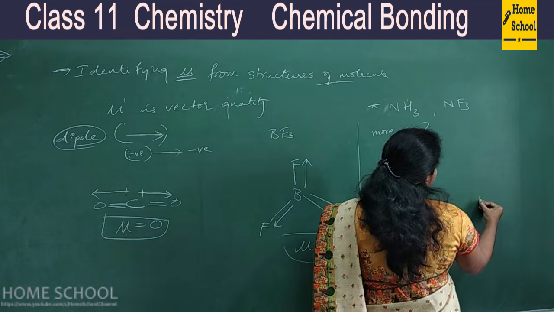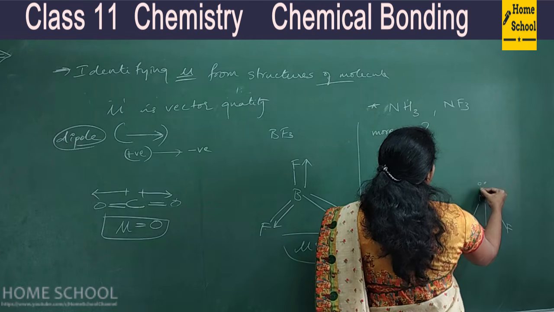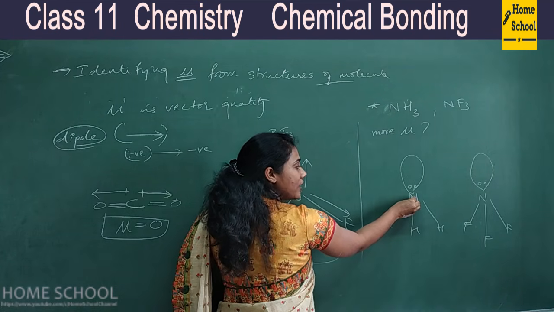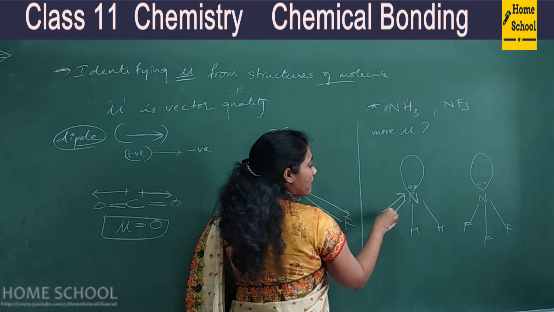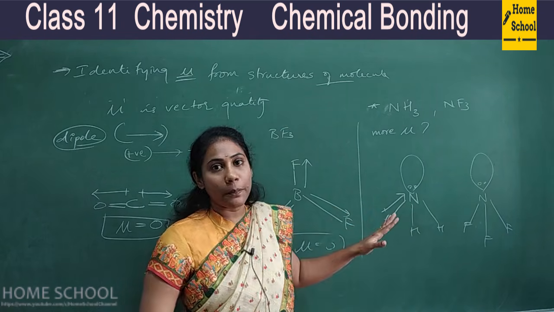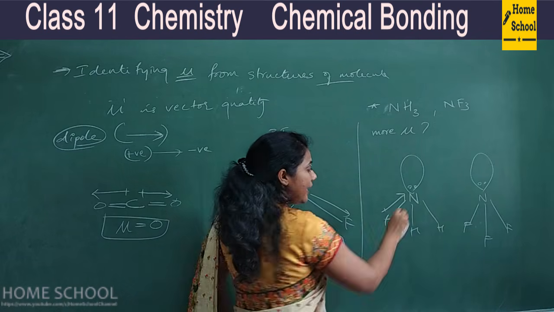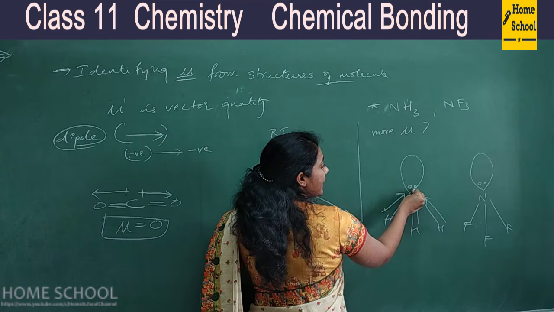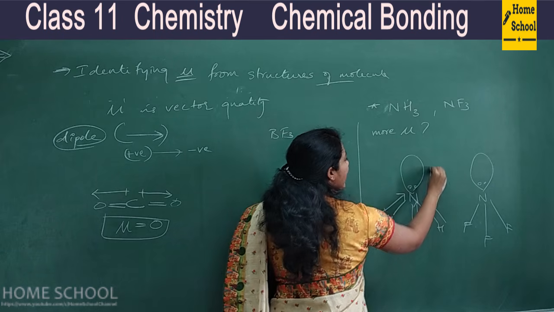And NF3: F, F, F, and a lone pair. So how will you show a dipole for this bond? Nitrogen is more electronegative, hydrogen is electropositive. Positive to negative, you have to show the arrow mark, vector. For every bond, you have to show the dipole. From the direction, you are deciding whether it will show dipole moment or not. So NH bond, how will you show the dipole? Like this. And between nitrogen and lone pair, it is more negative, so the dipole is like this.